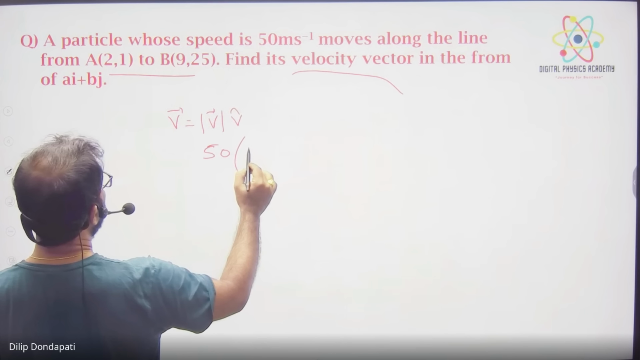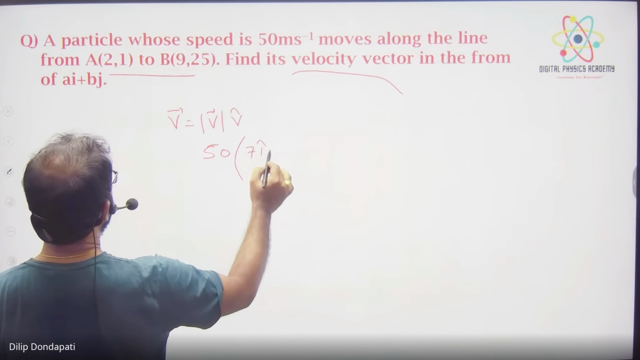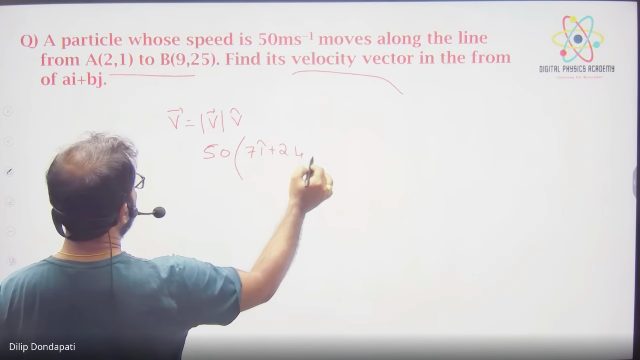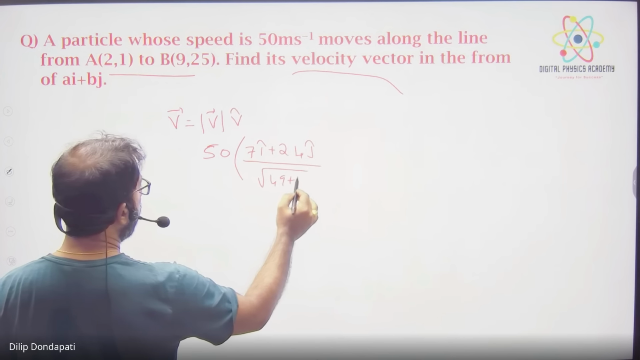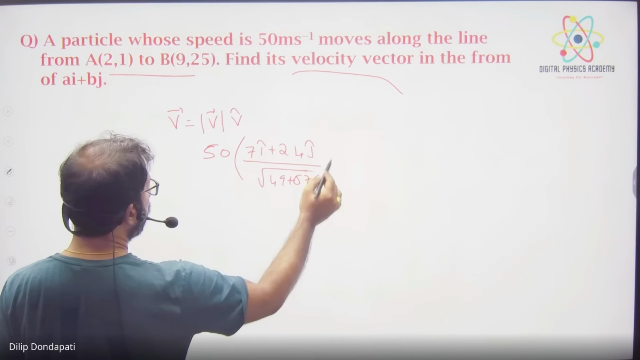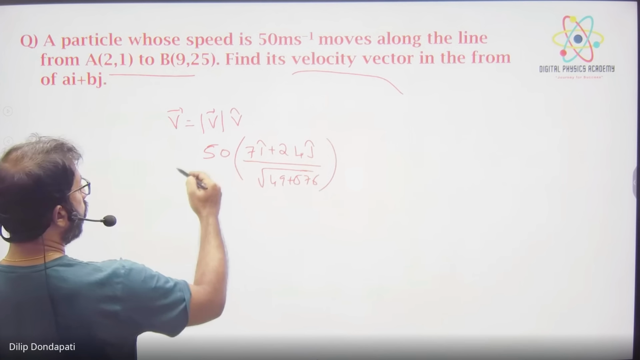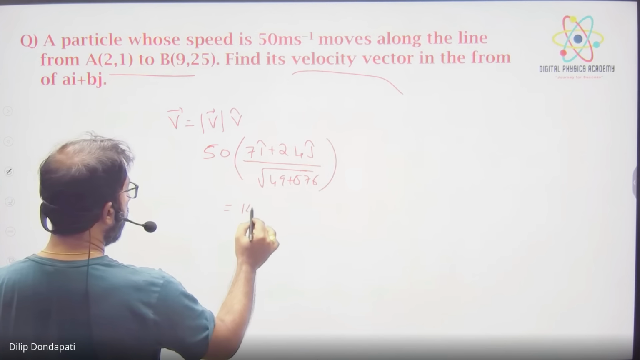Its unit vector will be 7 I cap plus 24 j cap by under root 49 plus 576. So 25, right? Yeah. 25 into 50. So 14 I cap plus 48 j cap. That is the answer. Okay. Vector means both magnitude and direction must be there. Next.